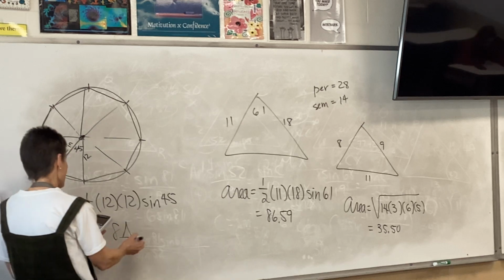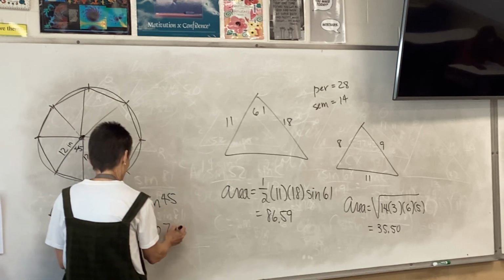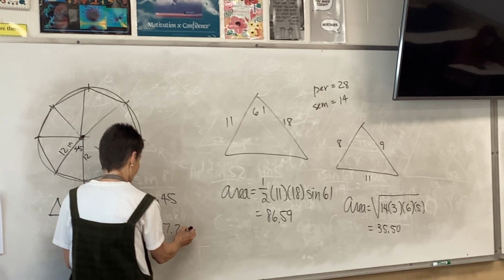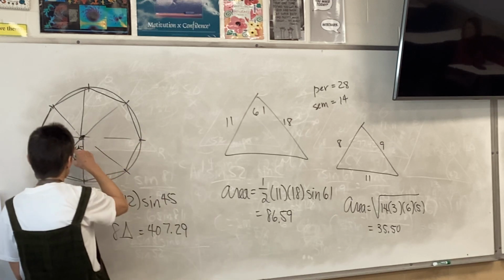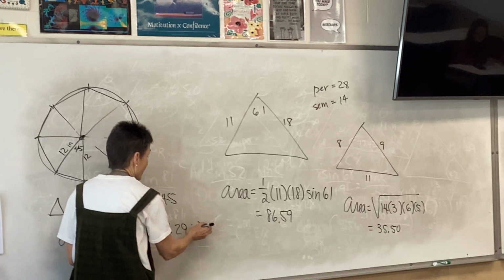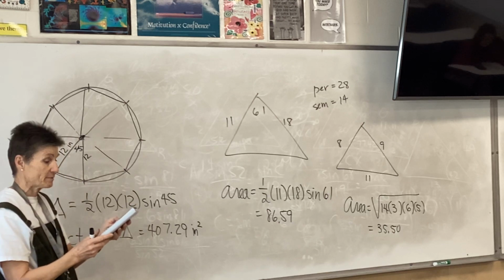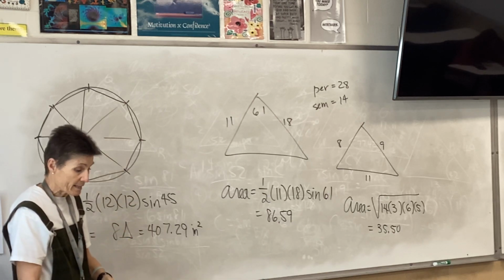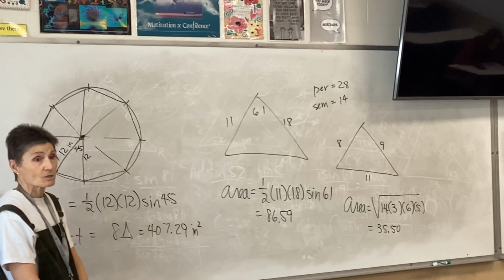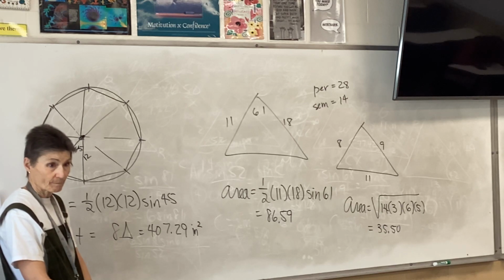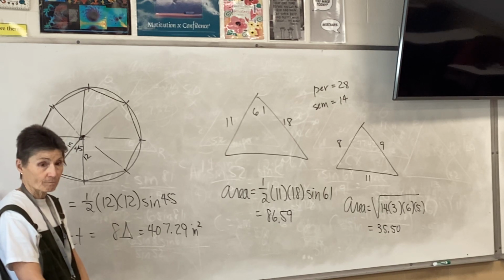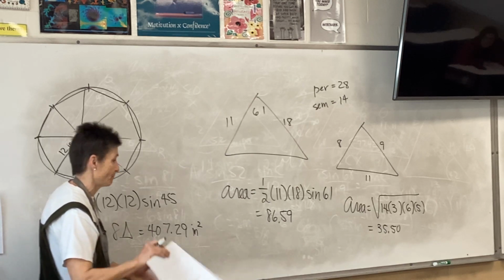Did you get 407.29? Yeah. And that will be inches squared. Remember, on our word problems, we have to have units, and area is always square units. Got it? All right, we do one more.